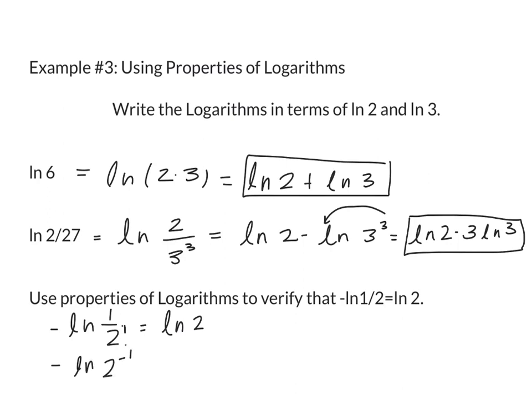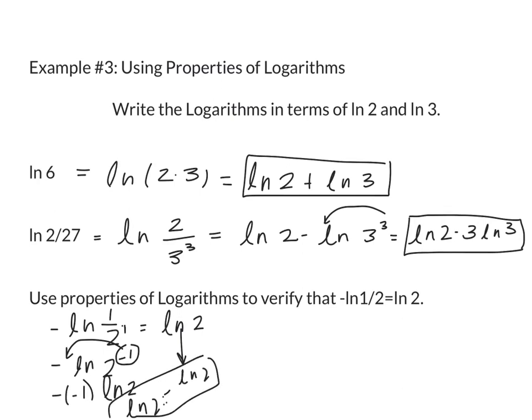Then we'll take this negative first power and move it to the front. So this becomes negative 1 times the natural log of 2. And a double negative makes a positive, so we get the natural log of 2, which is what we were trying to prove. Sorry that ended up sideways, but anyways, that's our answer.